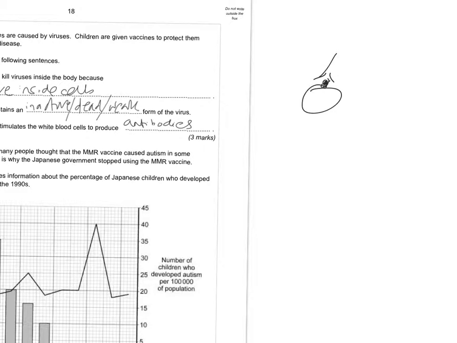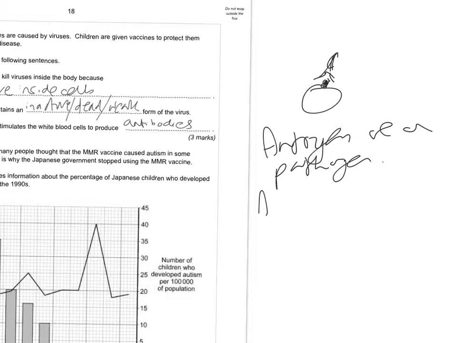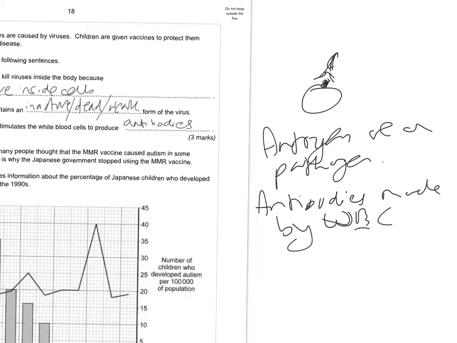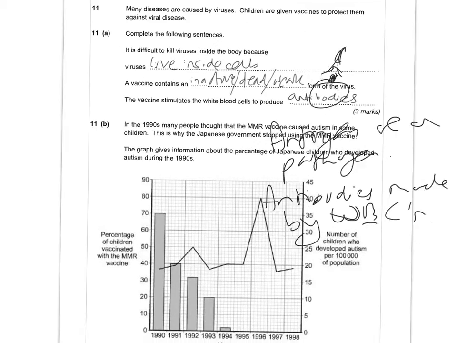I'm sorry if that diagram's not very clear, but I'm going to draw this with my hand. So the antigens, just to be clear, are on the pathogen surface. Antibodies are made by white blood cells. Okay. Move that out of the way.